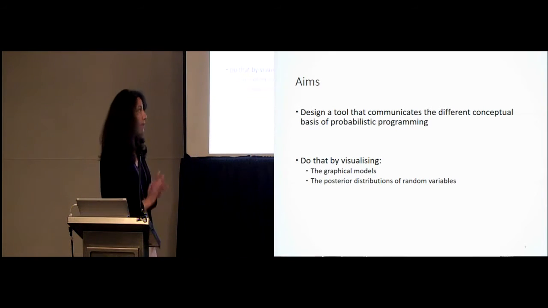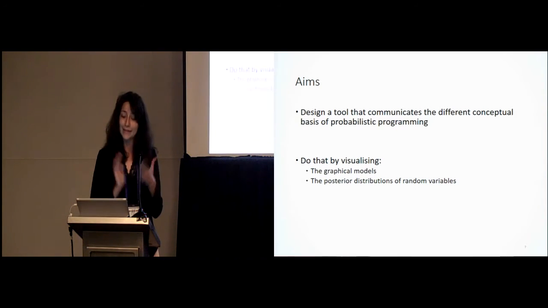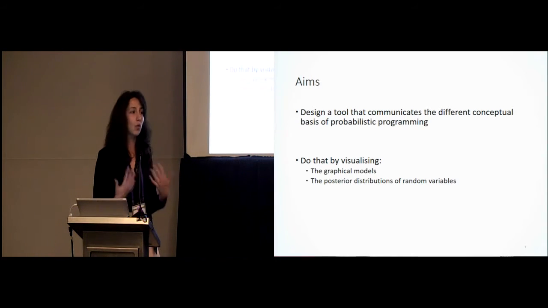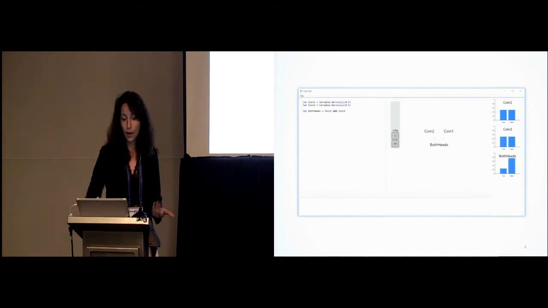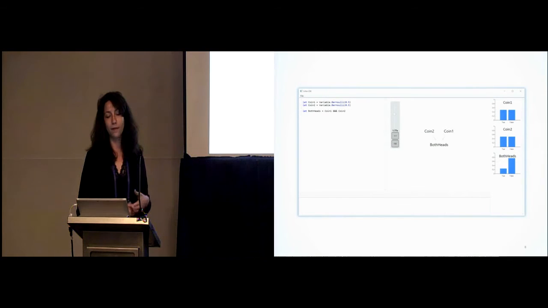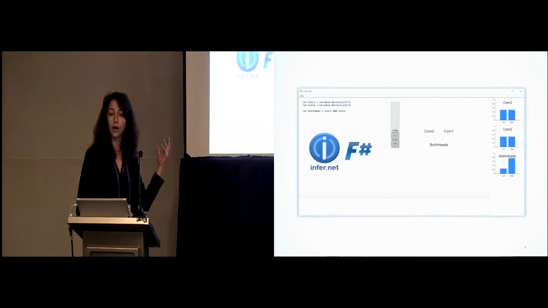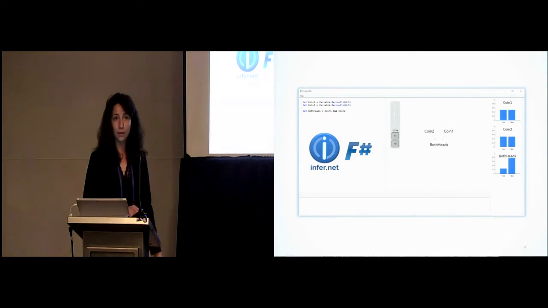Okay, so the aim of our project was to design a tool that communicates those conceptual differences. And how did we do that? Well, we did it by visualizations. Here you can see the IDE. On the very left, there is a text editor in which you can write code in F# and code a probabilistic programming framework in Infer.net. So in this case, the example you see there is what we discussed with the 2 coins. In the middle, you see a visualization of the graphical model that this code describes. And on the very right, you see visualizations of the probability distributions of the random variables.